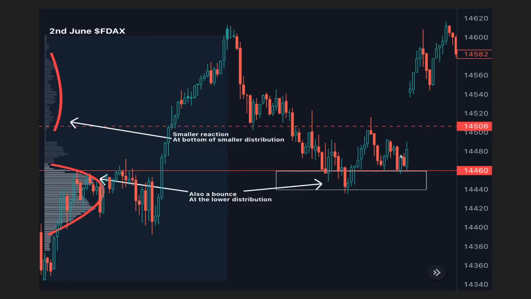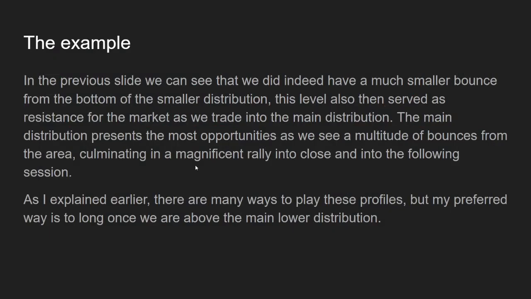I'm talking about here how this level was actually never breached. We did have a brief breach, but we didn't manage to trade below the high volume node. Then we get quite a strong rally into close, into the following close.